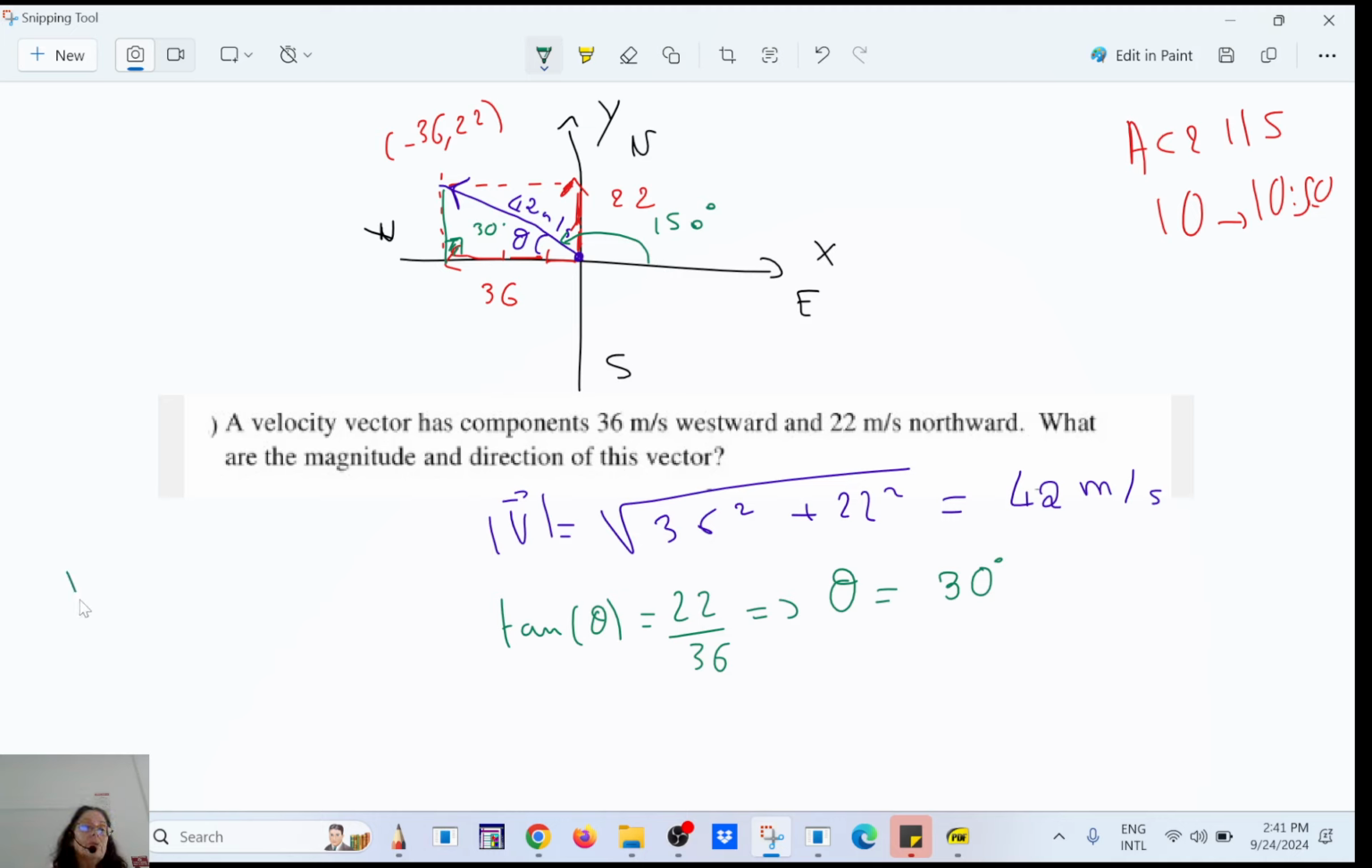Okay, so you have two notations. V has an x component of negative 36 and a y component of 22 meters per second, or I can say V has a magnitude of 42 meters per second. Which way? 150 degrees. Okay?